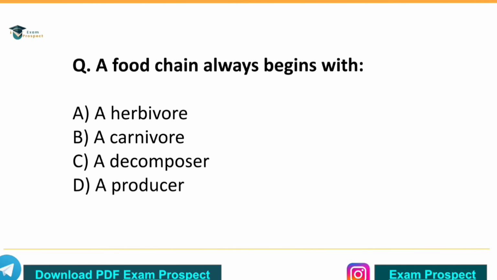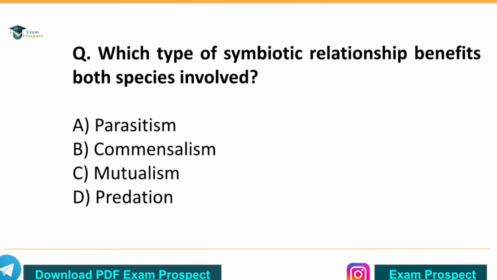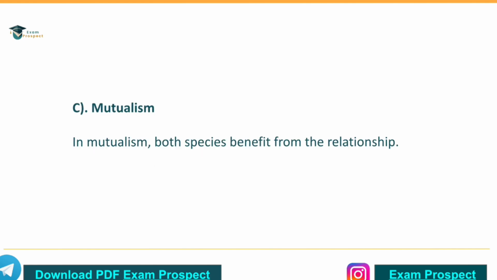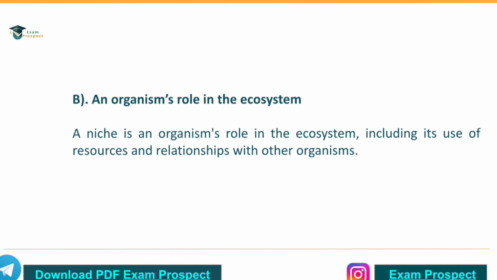Next question, a food chain always begins with? Correct answer is option D, producers. Next question, which type of symbiotic relationship benefits both species involved? Correct answer is option C, mutualism. Next question, the term niche refers to? Correct answer is option B, an organism's role in the ecosystem.